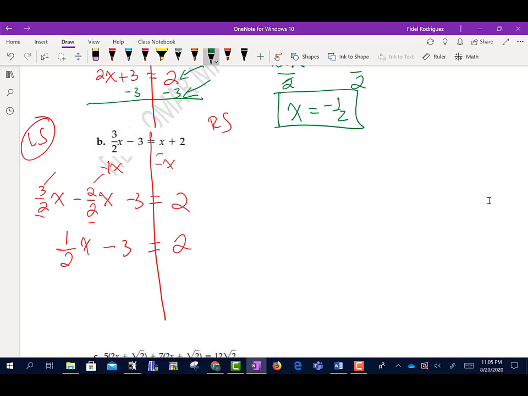Now remember what I said. If I'm moving my letters to the left, I'm going to put my numbers on the right. So now I'm going to go plus 3, plus 3. Okay. Right over here where I got some room, 1/2 x equals 2 plus 3, I know, is 5.